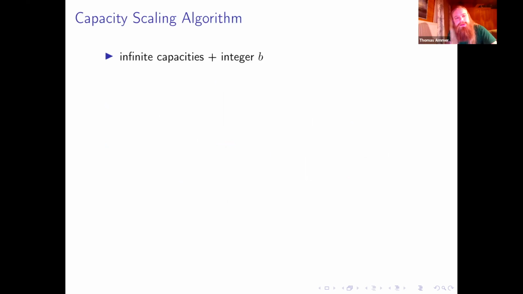What we do is we use so-called capacity scaling. Now, this algorithm has some restrictions. So we need to assume infinite capacities, and we also need to assume integral balances. I will later show how that can be removed.